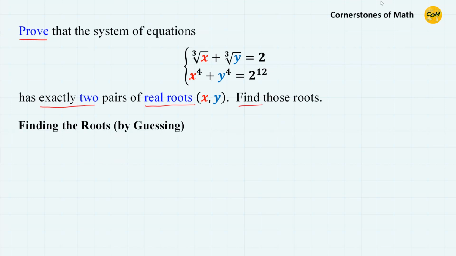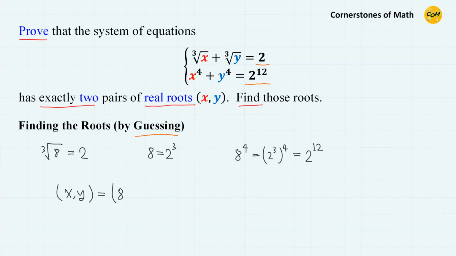Now finding the roots is really easy. We can just straight up guess the roots because the numbers given on the right hand side are very special. Concerning the cube roots, notice that cube root of 8 is 2, and since 8 is 2 cubed, if you raise it to the 4th power, you obtain 2 to the power of 12. This means that x, y equals 8, 0 and 0, 8 are roots of the given system of equations.